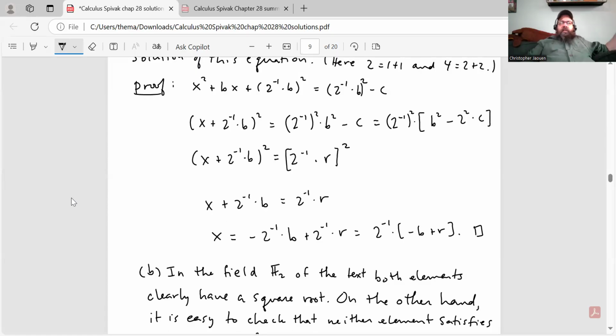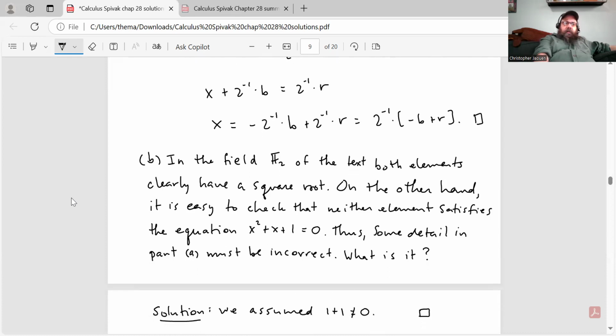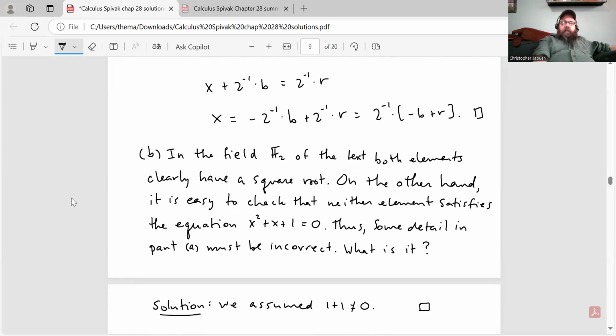Remember, we said that the square root of b squared minus 2 squared times c, which is b squared minus 4 times c, is r. That gives you, when you solve for x, x equals negative 2 inverse times b plus 2 inverse times r, or in other words, 2 inverse times negative b plus r, which is what they wanted us to show.